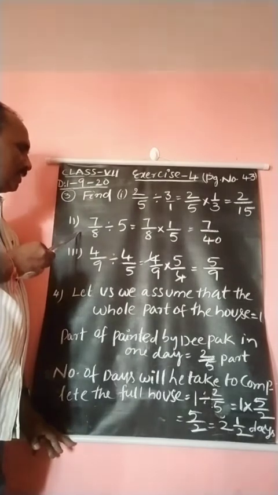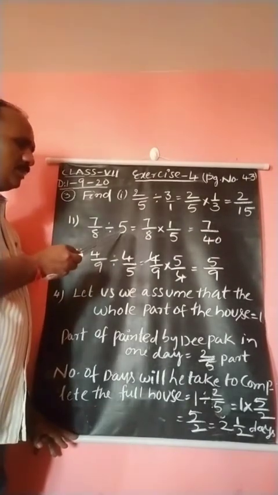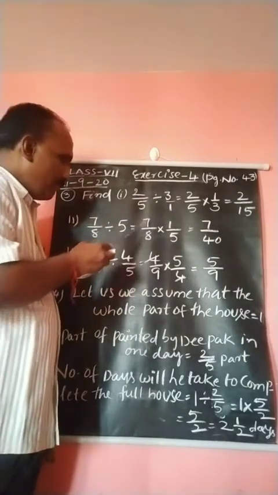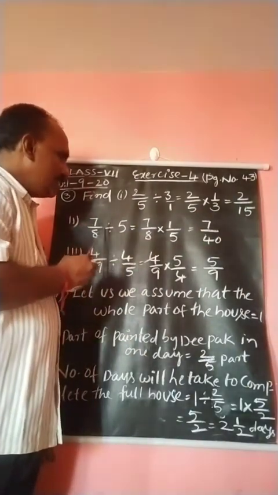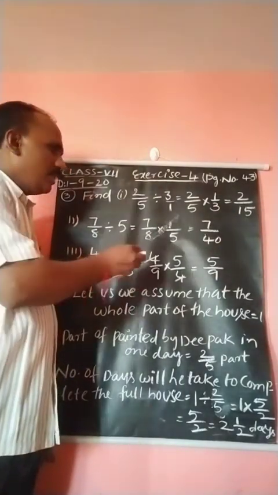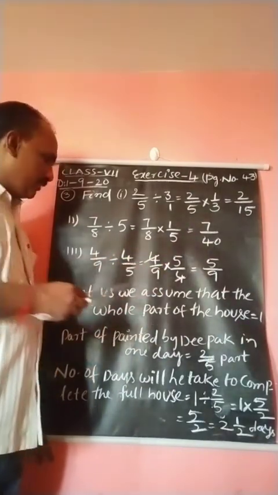Like that. Here, second problem. 7 by 8 divided by 5. 7 by 8 divided by 5 means 7 by 8, the division can change into multiplication, into 1 by 5. 5 is 1 by 5. That is equal to 7 ones are 7, 8 fives are 40.